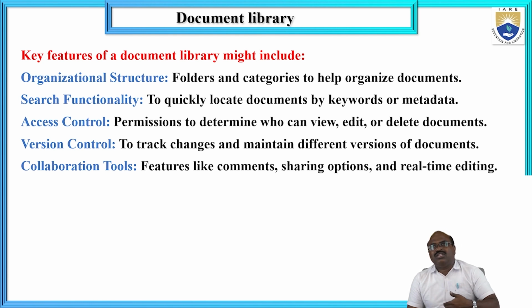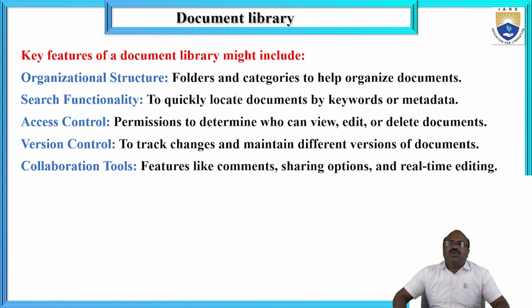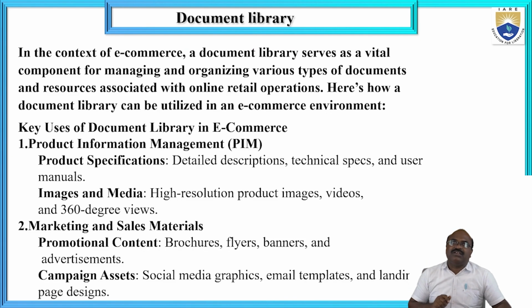We can use these tools. We can retrieve the stored documents with the help of some techniques. These are features like comments, sharing options, and real-time editing also. We can maintain the document library. So the main purpose of the document library is that personalized documents, valuable documents, or important documents are stored permanently in the data warehouse. Why? Because those data are treated as digitalized data. Whenever you want, you can search and utilize them. That is the document library function.